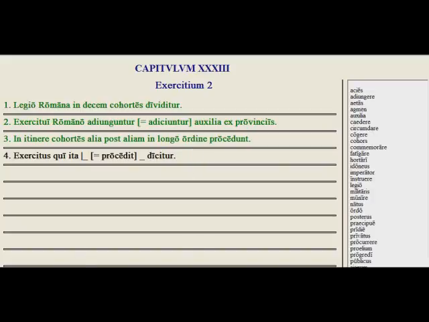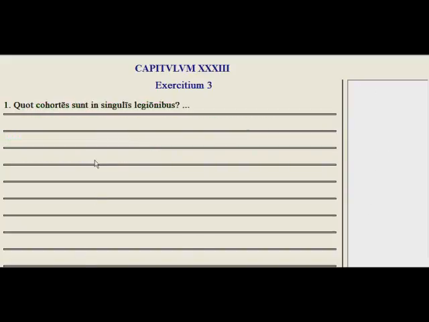Let's look at exercise 3. Here we have question and answer. We have, quot cohortes sunt in singulis legionibus. How many cohorts are there in each legion, or in the individual legions? We just learned decem, that there are 10, but since it's 10 each, we're going to use our distributive numbers. So denai cohortes sunt in singulis legionibus. In singulis legionibus denai cohortes sunt.